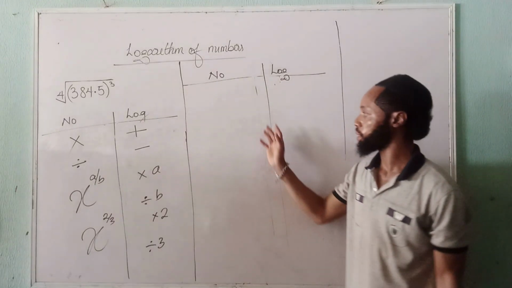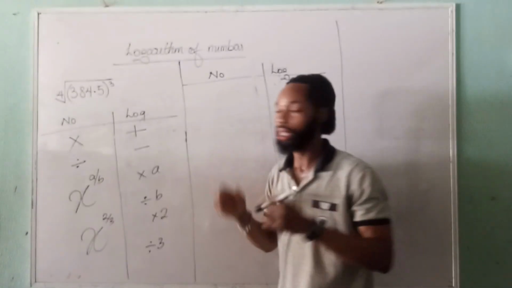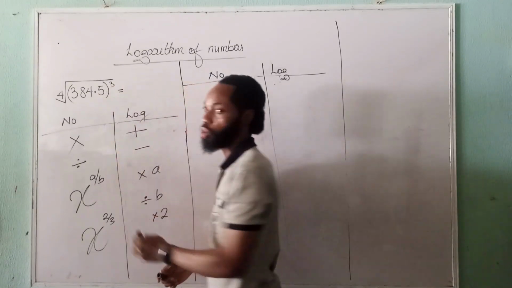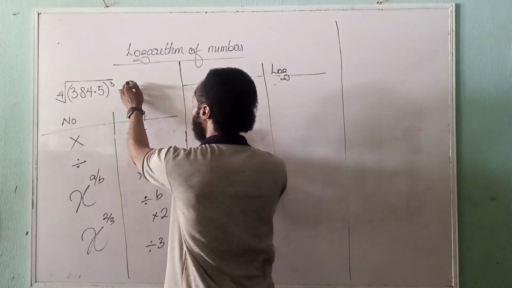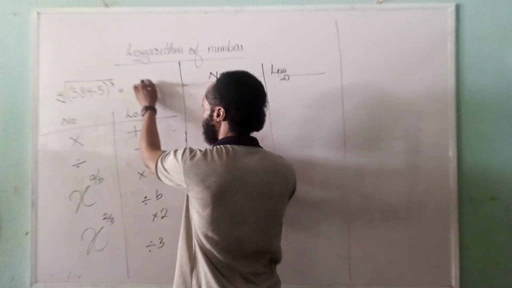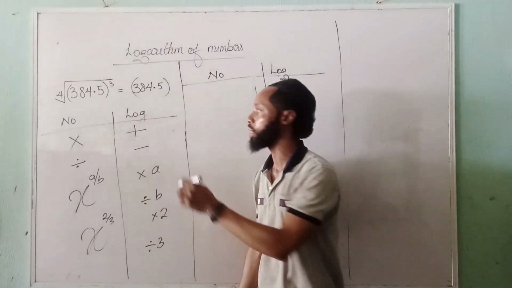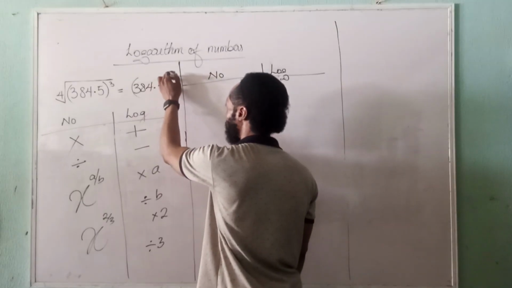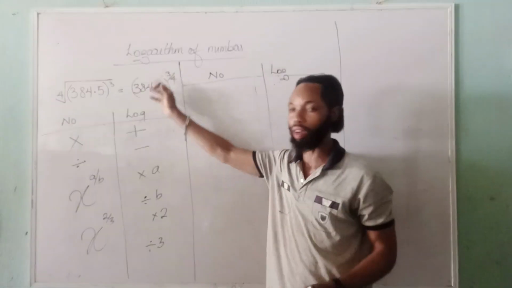Okay, alright. We have this question. So the first thing I would like us to do in this case is convert this to index. So it's going to be 384.5 all raised to power 3 over 4.